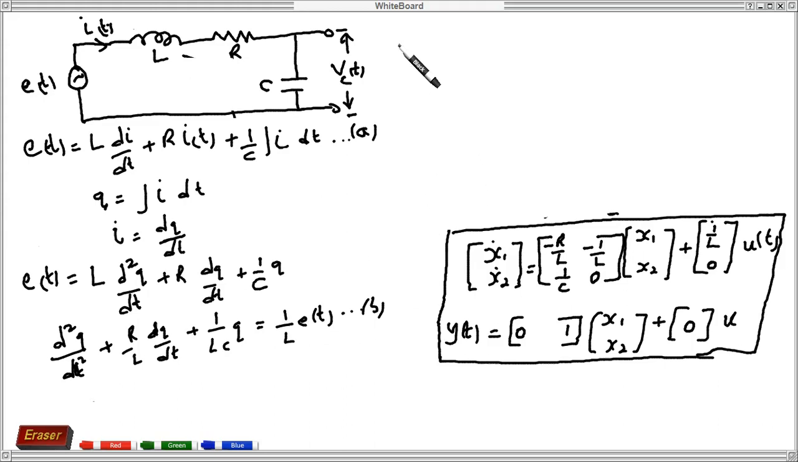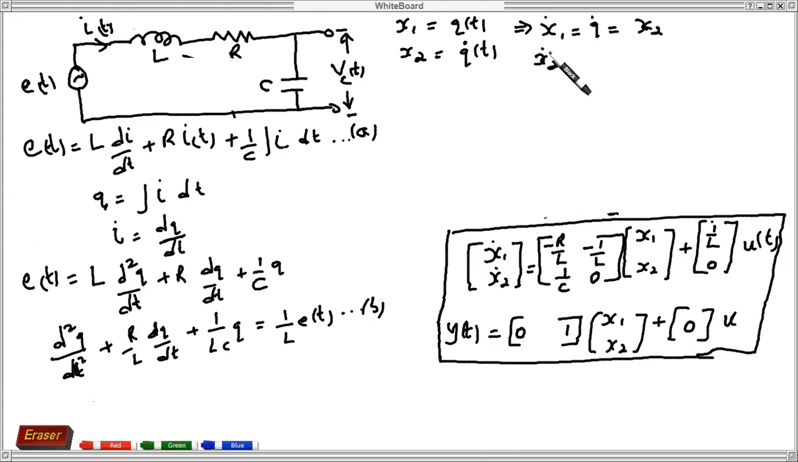We can choose the state variables such that x1 is equal to Q of t, and x2 is the first derivative of Q of t. You can choose the two state variables, x1 to be Q of t and x2 to be Q derivative of t, from which we can write our x1 derivative will be equal to Q derivative, which is the same as x2.